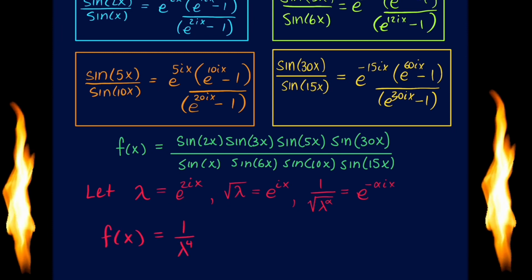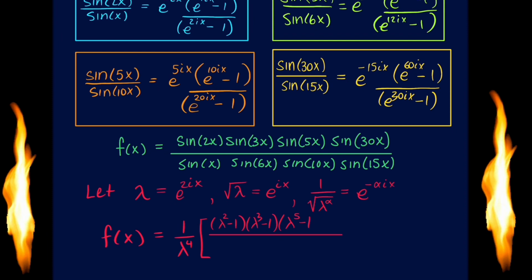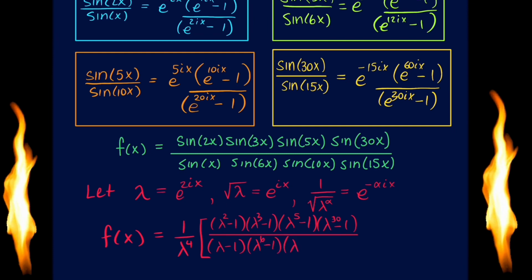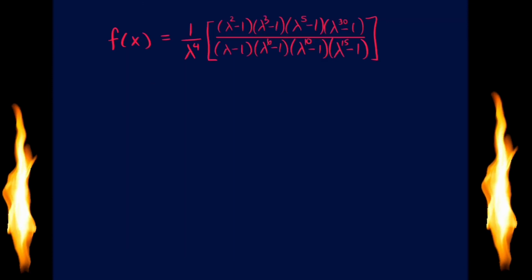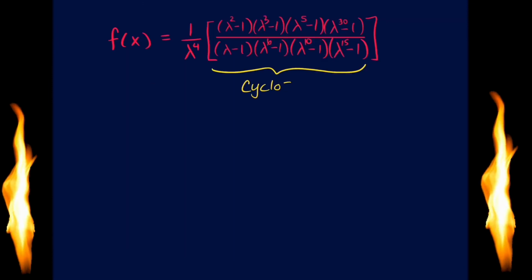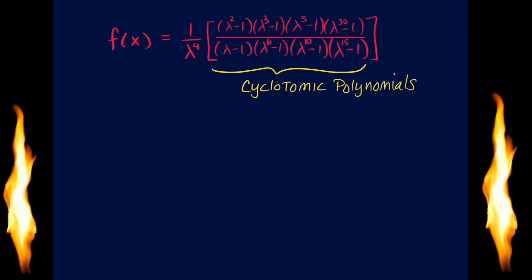We can write f of x now as 1 over lambda to the 4th, multiplied by lambda squared minus 1, lambda cubed minus 1, lambda to the 5th minus 1, lambda to the 30th minus 1, over lambda minus 1, lambda to the 6th minus 1, lambda to the 10th minus 1, and lambda to the 15th minus 1. That's a mouthful. So this entire expression reminds us of something called cyclotomic polynomials.